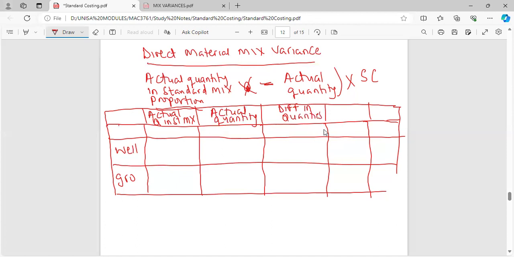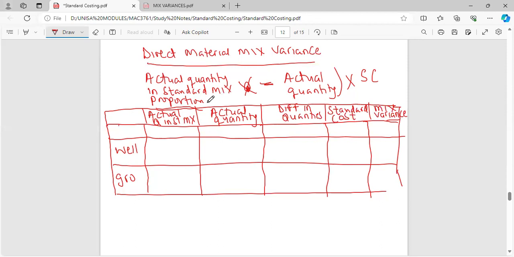Right, then you should also have your standard cost. Then you now have your mix variance. Right, so I think that's how the table looks, even though I shortened actual quantity in standard mix. I think the only portion I need you guys to understand is this one, the actual quantity in standard mix.